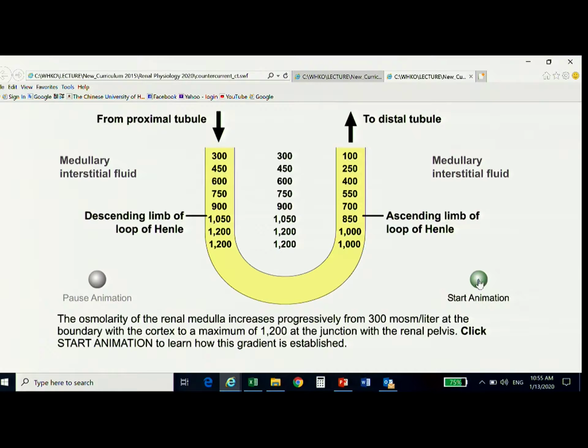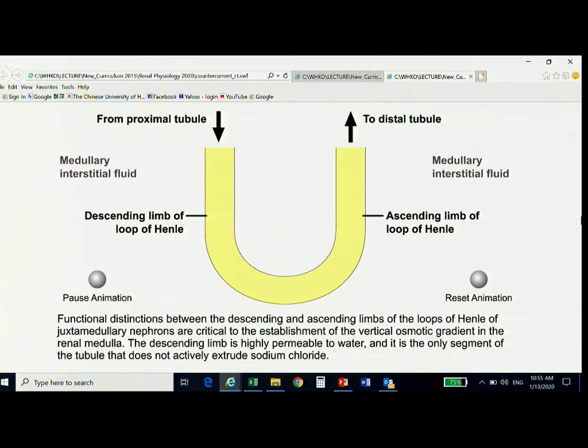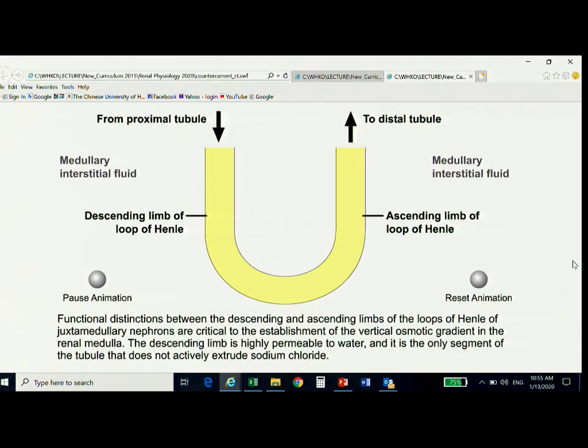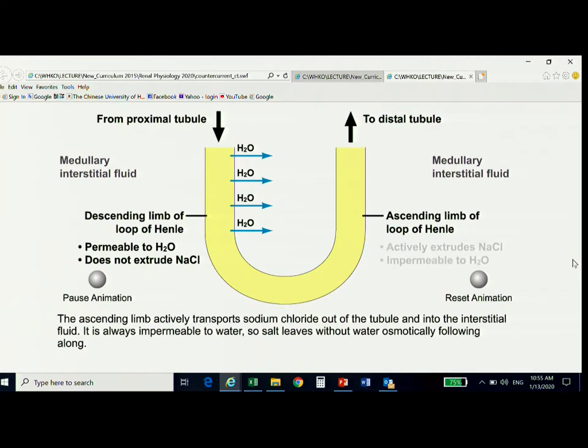Functional distinctions between the descending and ascending limbs of the loops of Henle of juxtamedullary nephrons are critical to the establishment of the vertical osmotic gradient in the renal medulla. The descending limb is highly permeable to water and is the only segment of the tubule that does not actively extrude sodium chloride. The ascending limb actively transports sodium chloride out of the tubule and into the interstitial fluid. It is always impermeable to water, so salt leaves without water osmotically following along.